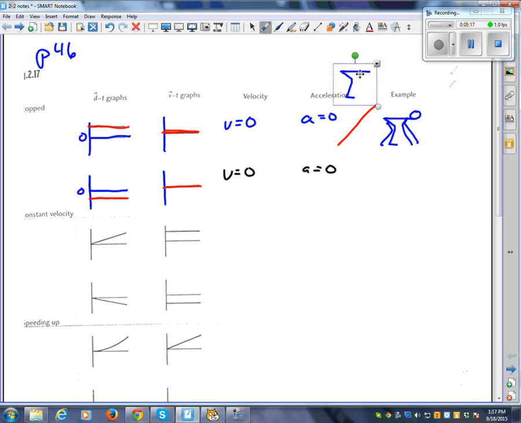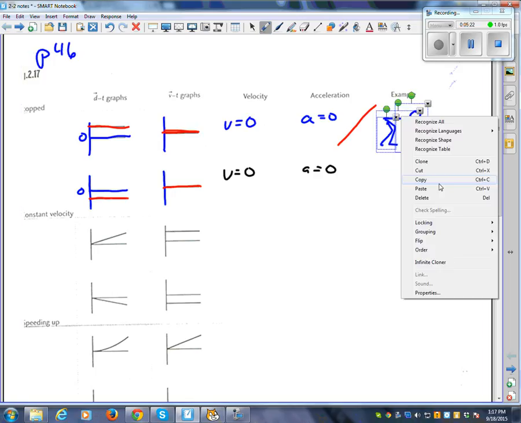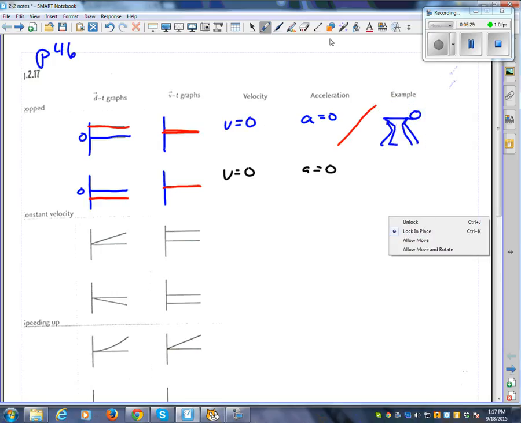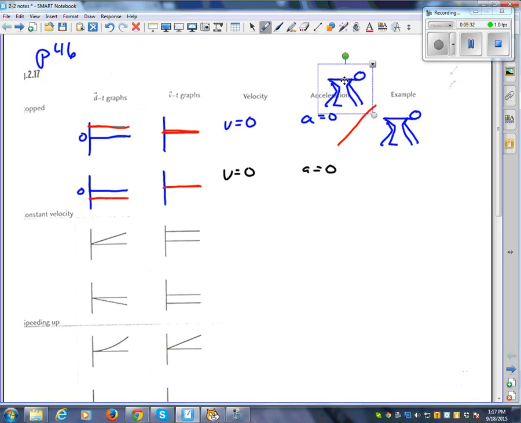Oh, half a person. Oh, I know why. Group them together. Where's group? I think it should look like this.